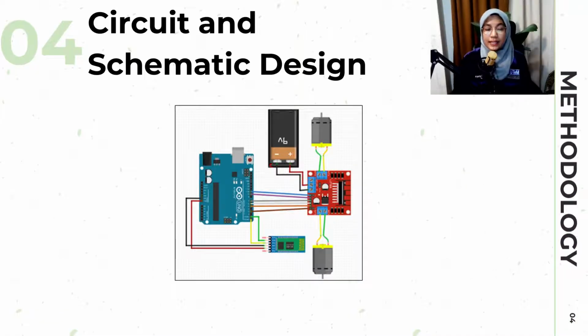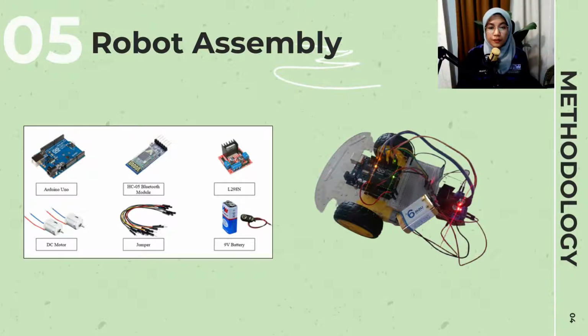Fourth is circuit and schematic design. This is the proposed design that I already created in software. All the components have already been connected in the software. Fifth, robot assembly. After done with the circuit design, the robot can be assembled following the design. All the components will be used to assemble the robot.